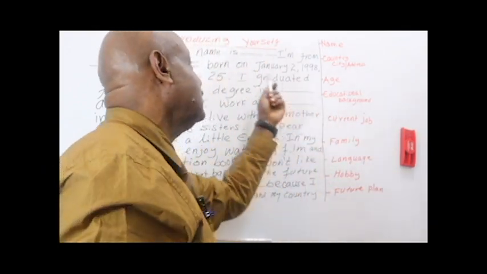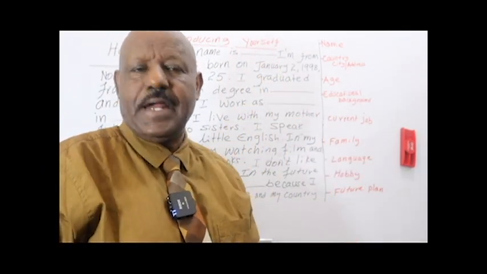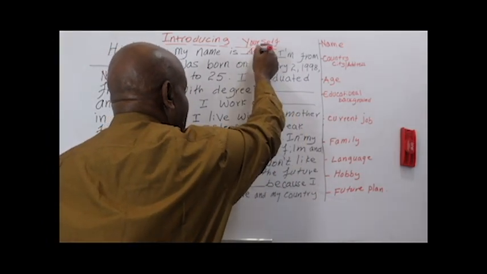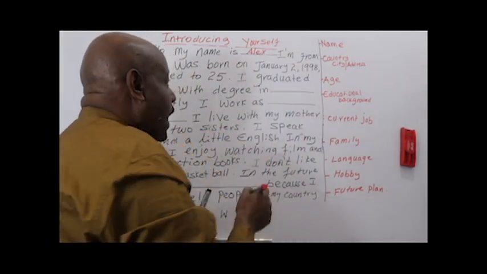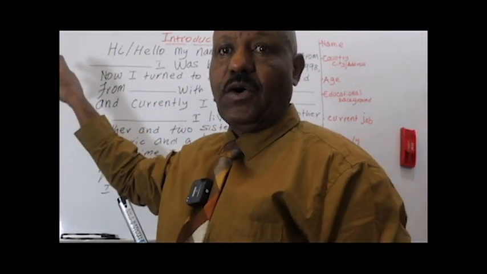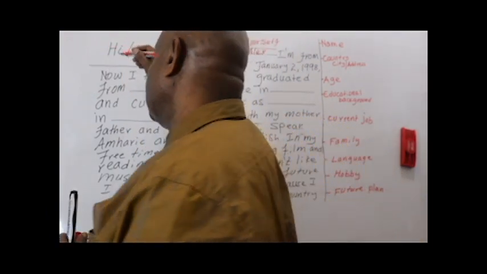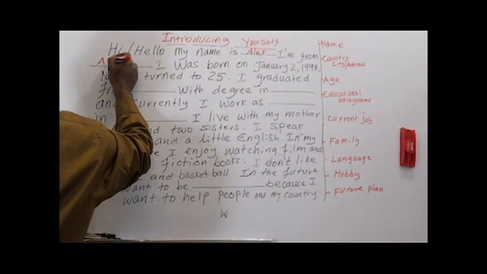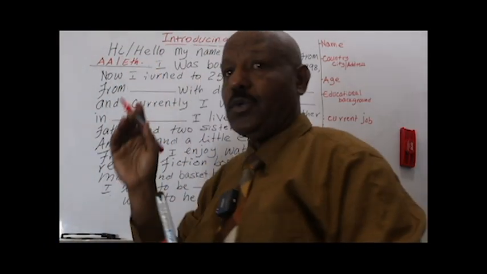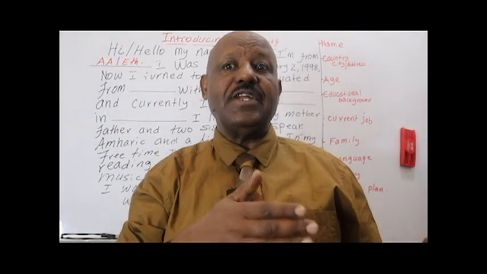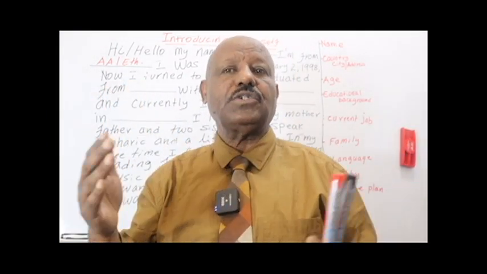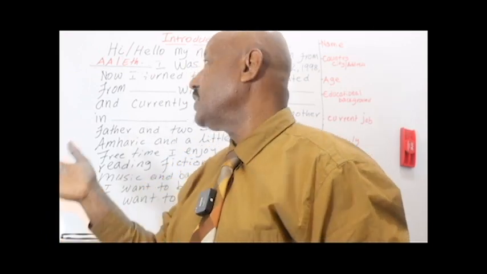So my name is... Let me choose one international name. Let's call him Alex. My name is Alex. I am from... You have to mention the country or the city or the address. I can say I am from Addis Ababa, Ethiopia. Or you can show here your address. I live in Addis Ababa, Arada sub-city, Woreda 4, house number 212, as you like.